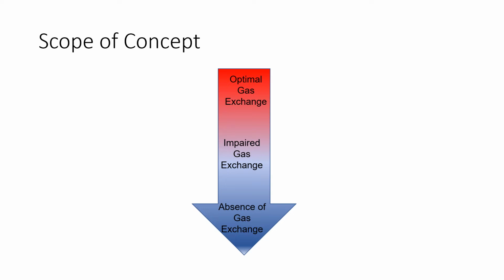As we start to get impaired, maybe we're not breathing deep enough. Maybe we've got medication on board that is causing us to be more lethargic. We're not taking deep breaths. Our breathing is shallow and we're retaining CO2. We're going to see signs and symptoms of impaired gas exchange.